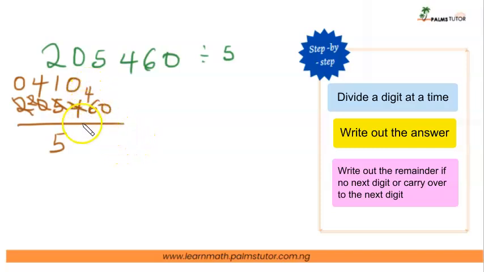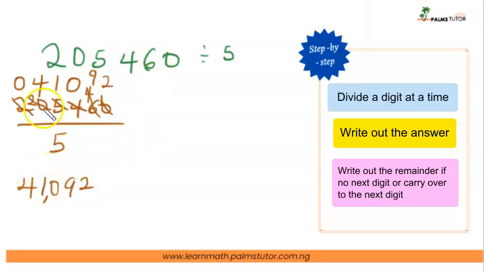How many 5's do I have in 46? That would be 9. That's 45, which gives me a remainder of 1. So I take the 1 to the next digit. How many 5's do I have in 10? That's 2. So my answer will be 41,092. Why? Because 0 before a whole number has no value. This means there is nothing in the 100,000s place, so the number is not more than 41,092.